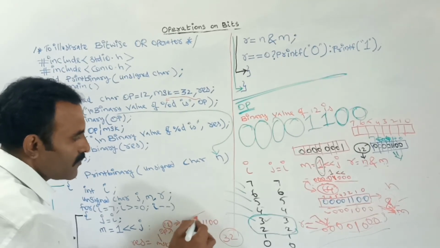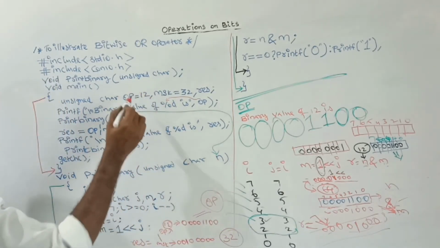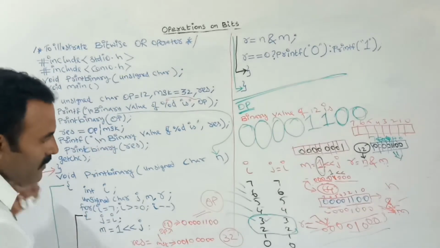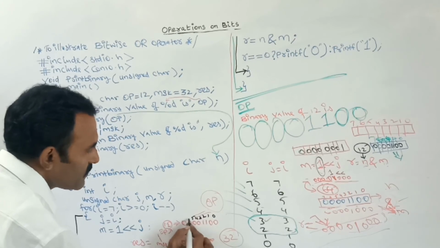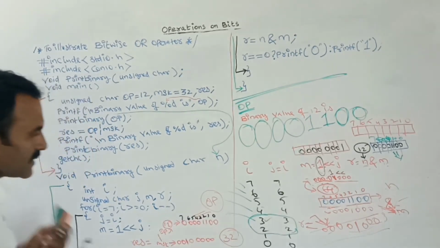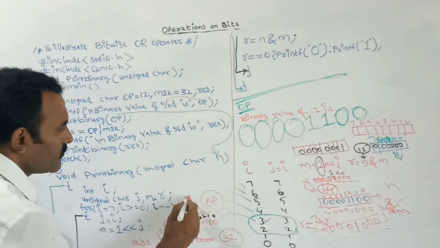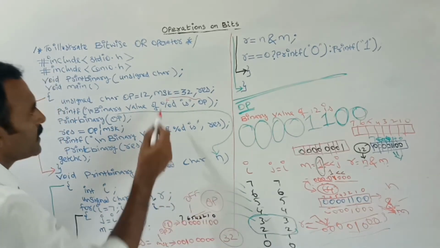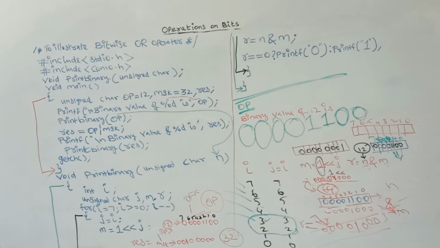Say this is the operand value, the OP value. In this OP value you see position 0, first position, second position, third position, fourth, fifth, sixth and seventh. Say this fifth position is now off. By using this mask value 32, I am going to turn on this fifth position.